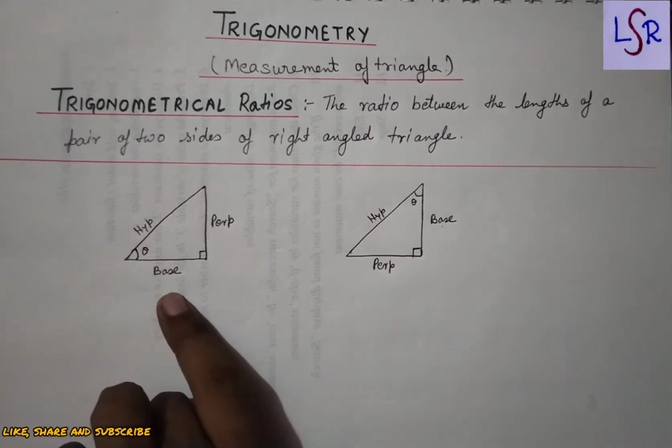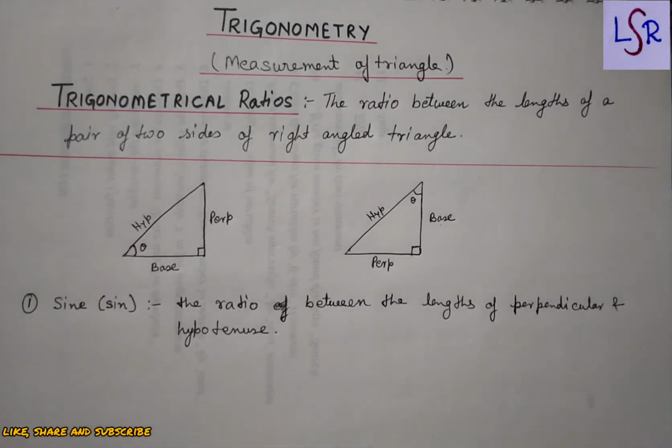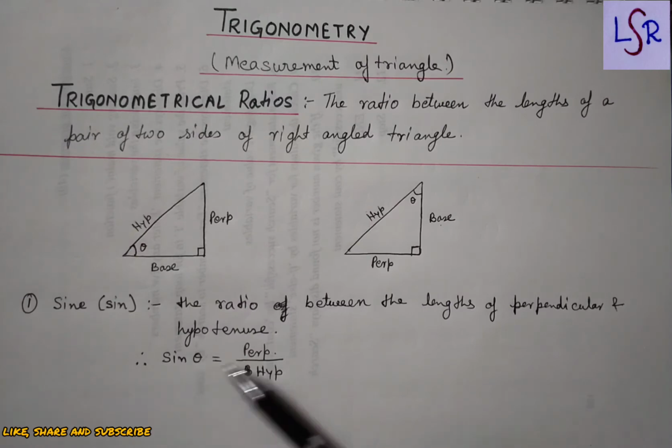Now we go for the trigonometric ratios, and the very first one is sine, which is denoted by sin. This can be defined as the ratio between the lengths of perpendicular and the hypotenuse, and it can also be represented as sin theta equals perpendicular upon hypotenuse.